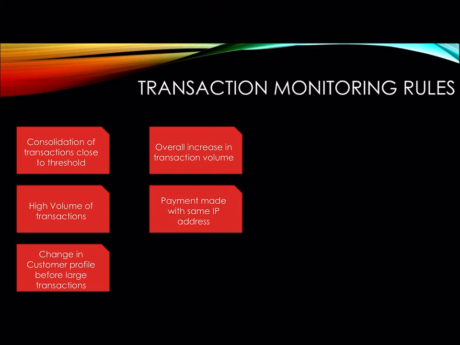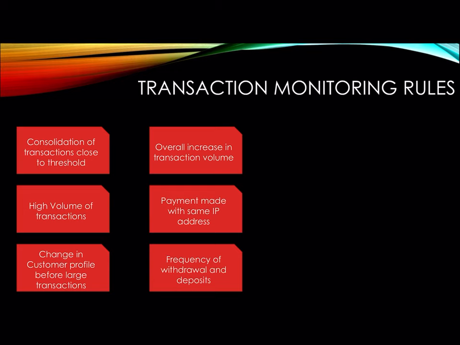Payment made with same IP address. This rule identifies transfers between parties with the same address. When transfers are happening using the same IP address, that would raise a suspicion. Maybe this is because the customer is selling and buying using two different front companies and may be involved in money laundering activity or any other fraud altogether.